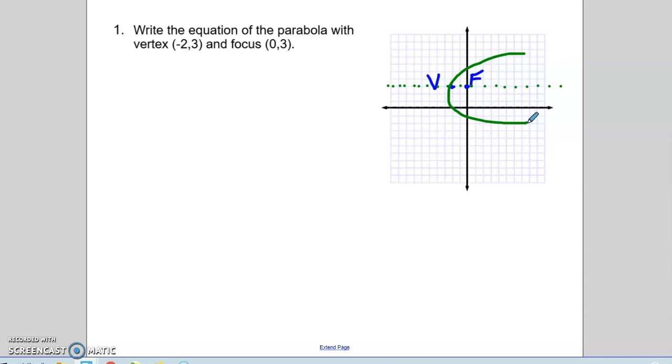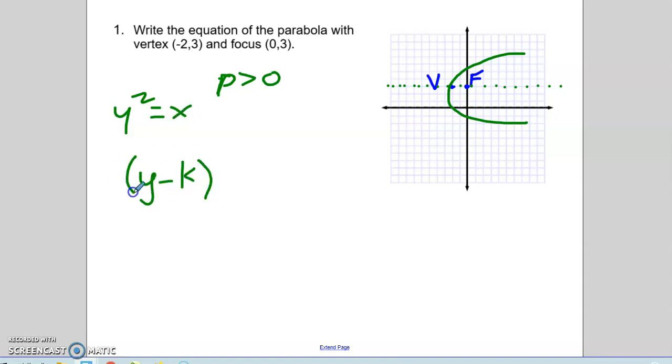So it's a right-facing parabola, so I know my p here is going to be greater than 0 because it's right-facing. And I also know I'm going to have a y squared, so it's going to be something like y squared is equal to x here. So let's write the general form though. It's (y minus k) squared is equal to 4p times (x minus h). And that term is not squared. The squared part is the y squared here.